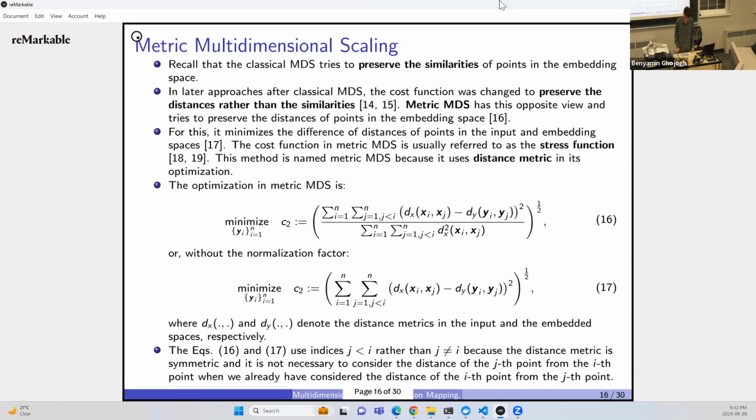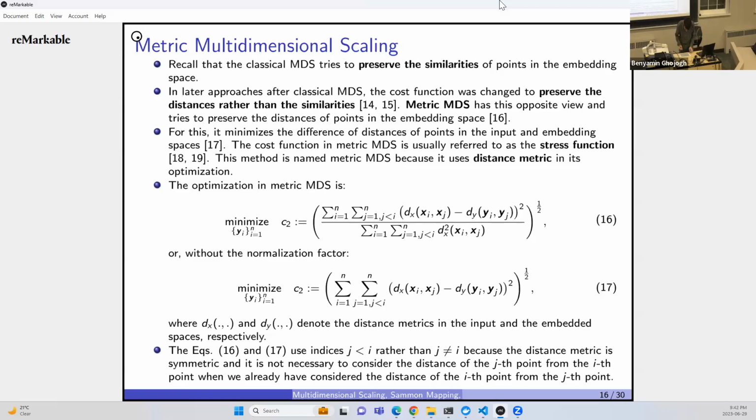The rest is simple. Metric MDS. What is metric MDS? The idea is simple. In classical MDS, what did it say? Let's preserve the similarities. In metric MDS, let's preserve the opposite: let's preserve the distance. That's why it's called metric MDS, because it uses a distance metric.